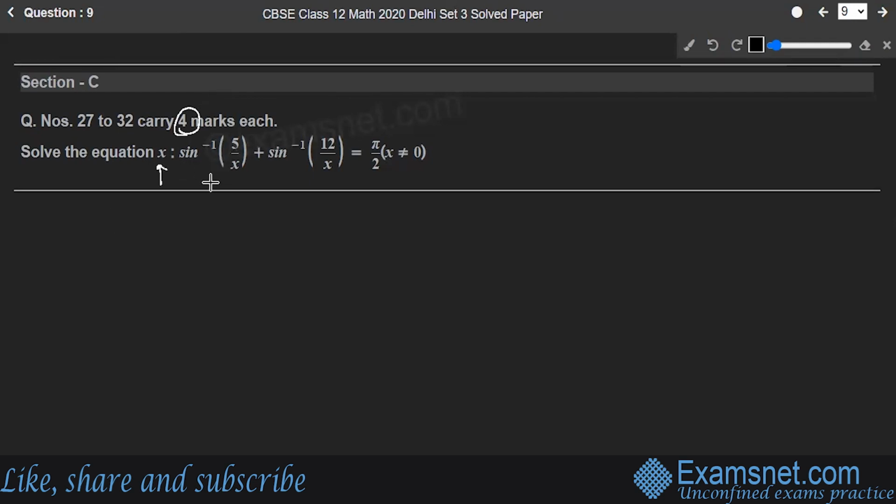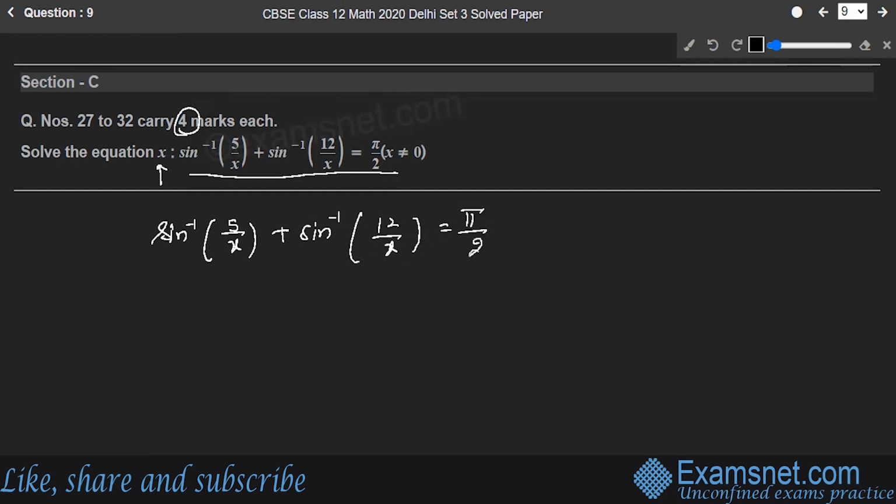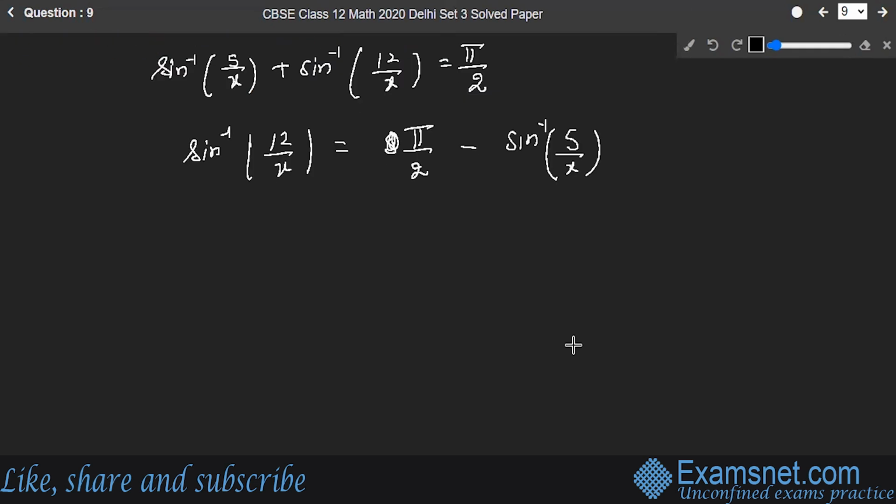You have to find out the value of x. You are given this equation. Let's write down the equation. You are given sine inverse 5 upon x plus sine inverse 12 upon x is equal to pi by 2. So I will take it like sine inverse 12 by x is equal to pi by 2 minus sine inverse 5 by x. I will take this term on the right hand side.